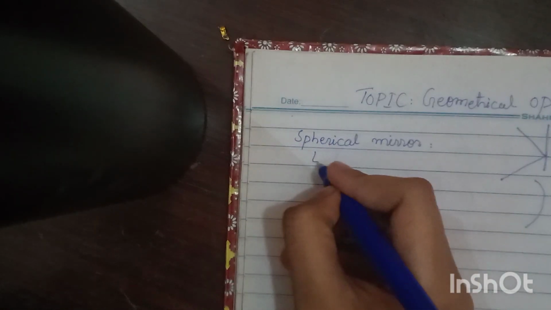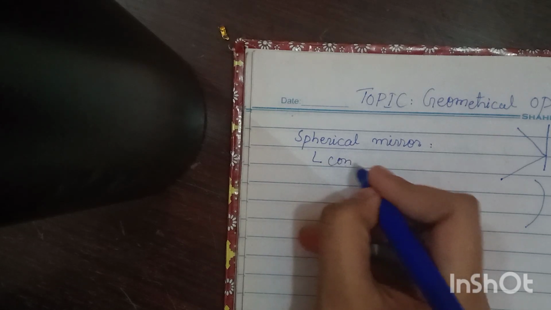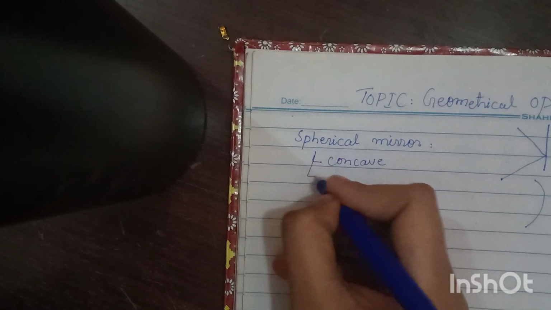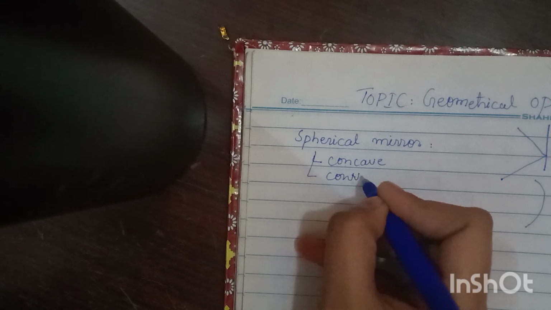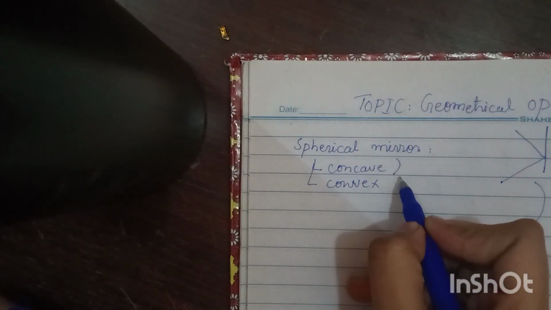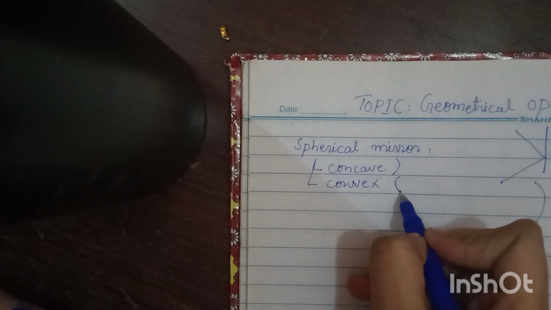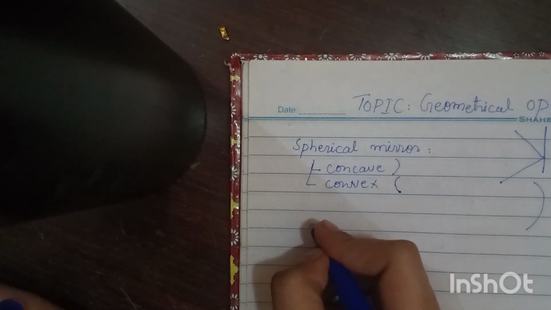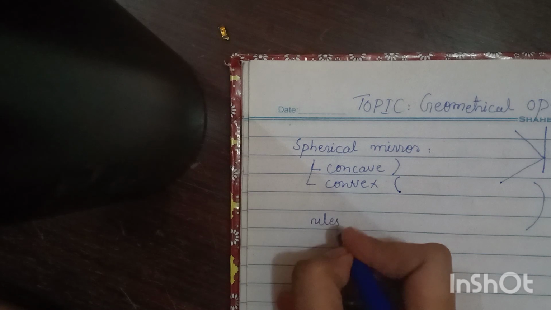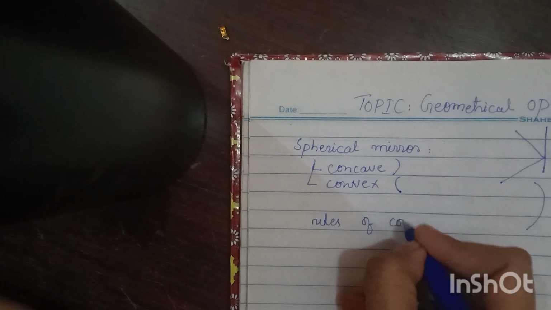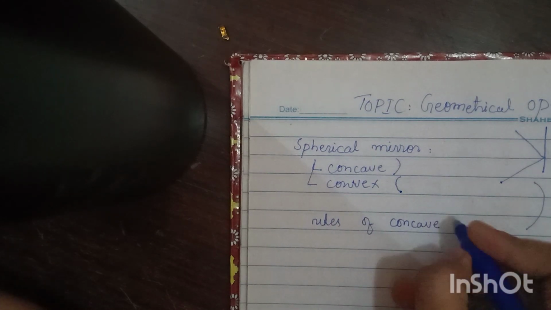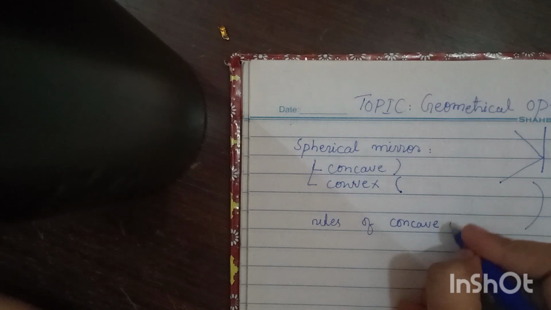So there are two kinds of spherical mirrors: concave and convex, right? So first of all, the concave is like this, and talking about convex, it is like this. So first of all, let's discuss the rules of the concave mirror.